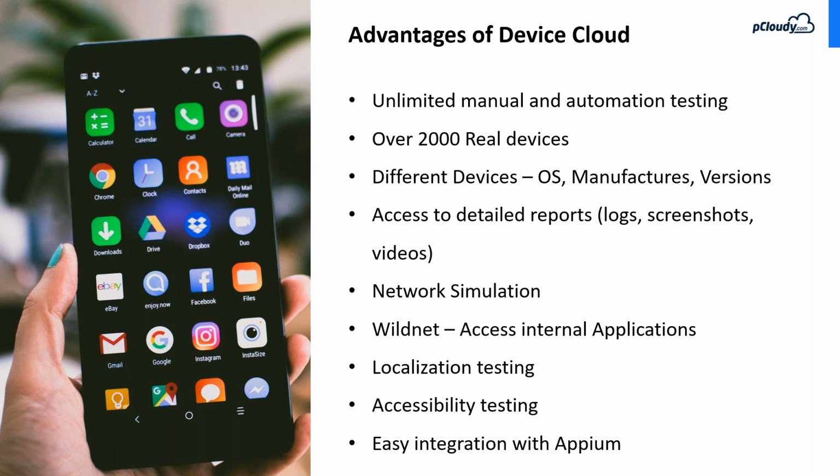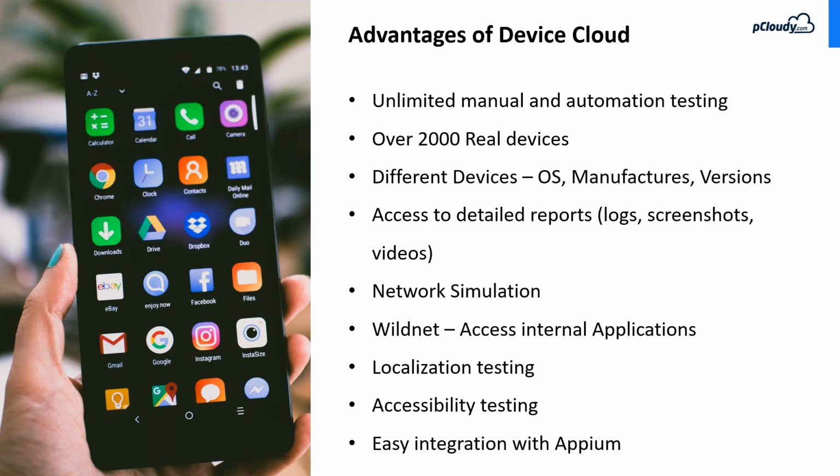Some other features, like the Wildnet feature, are very important, wherein you can test your internal applications, the applications which are accessed only in a restricted environment and not outside it, maybe a staging server environment. If you still would like to test your application on our platform on any Android or iOS devices, you can use this Wildnet feature, which will help you access your internal applications on our devices and test your staging server applications. And some other features like localization testing, where you can test your applications in different regions.